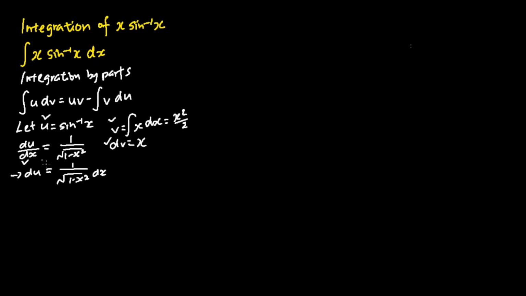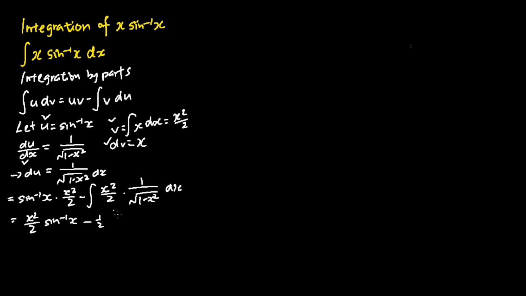I apply the integration by parts formula to move on to the next step, and I have the following. So my u is sine inverse x, and then my v will be x squared over 2, subtracting away the integral of v, which is x squared over 2, and du is 1 over the square root of 1 minus x squared dx. I simplify the whole problem and it looks something like this, in which next I will need to evaluate the integral of x squared over square root of 1 minus x squared.